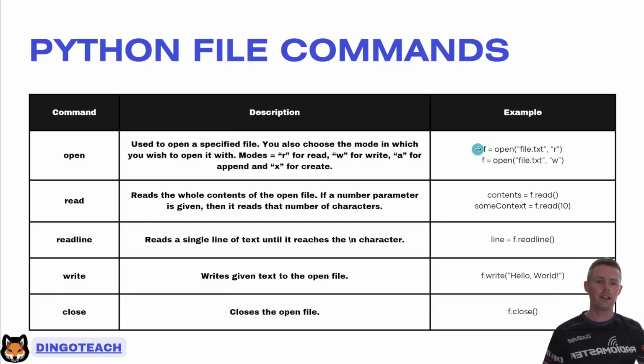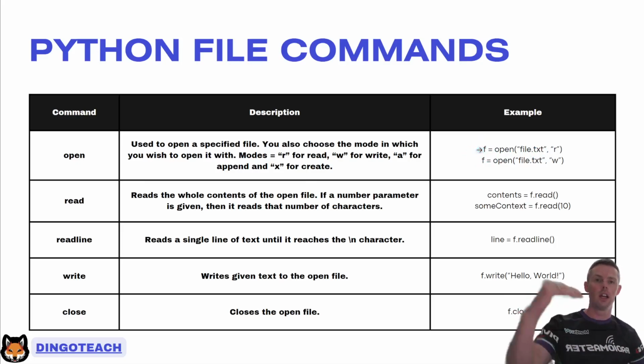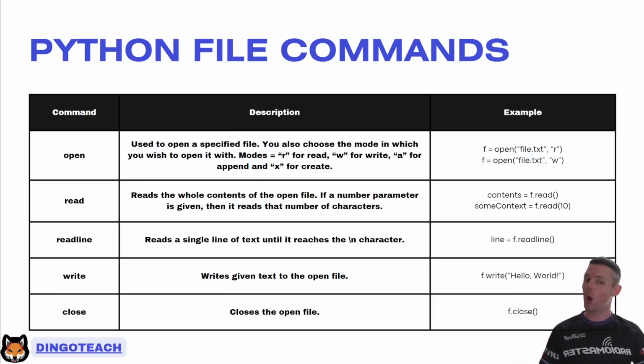So for this one here, f equals, so I've got a variable called f, and this is what we're going to use to interact with our file in the subsequent lines of code. So f equals open, the name of the file as a string, comma, then the mode we're going to open it in. R is for reading, W is for writing, A is for appending, and then there are a bunch more like X and plus and minus and B. Don't worry about them too much today.